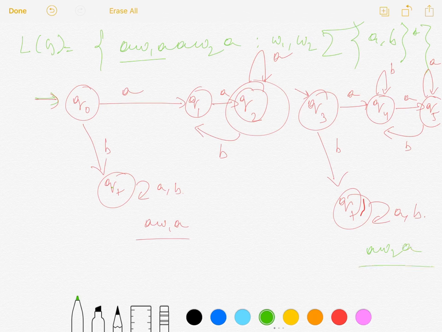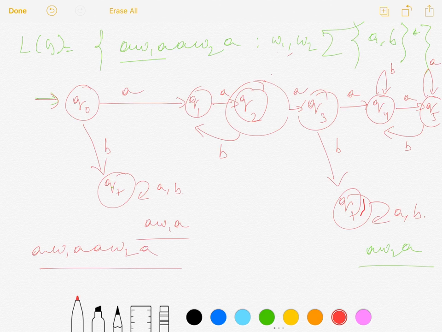Now, as I am concatenating the two languages, why should I not concatenate these two DFAs also? I will get the same thing. How do I concatenate them? Just remove this arrow, remove this inner loop and connect this one with A, and you will get the entire string for A omega 1 A omega 2 A.